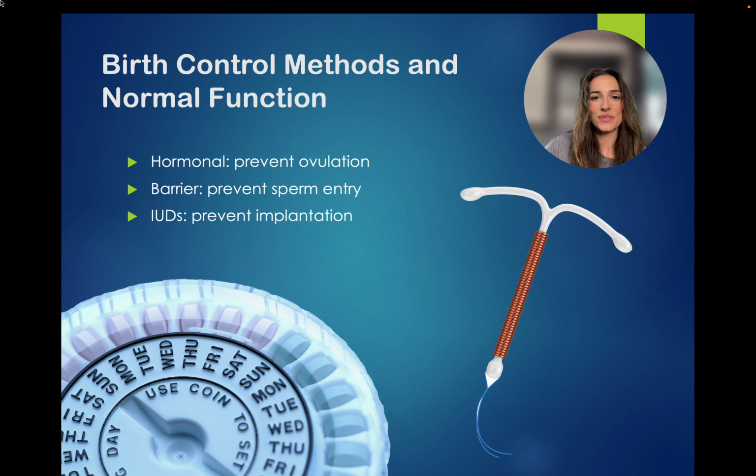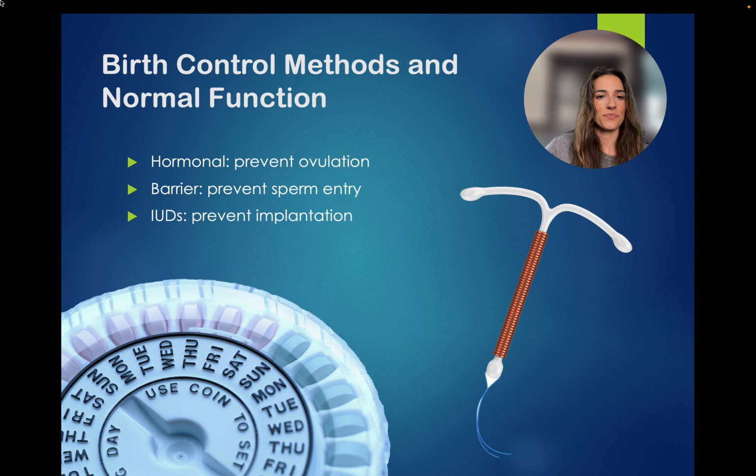Now that we've followed the oocyte's journey from ovary to uterus, let's look at how birth control can disrupt this process. Most methods work by altering the ovarian and uterine cycles. Hormonal birth control, like pills, patches, or implants, prevents ovulation by maintaining steady hormone levels that block the LH surge, so no egg is released. It also thickens cervical mucus, making it harder for sperm to reach the egg.